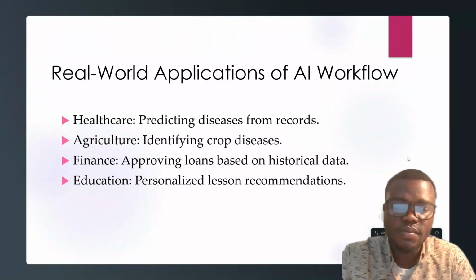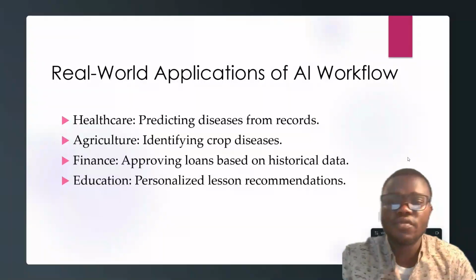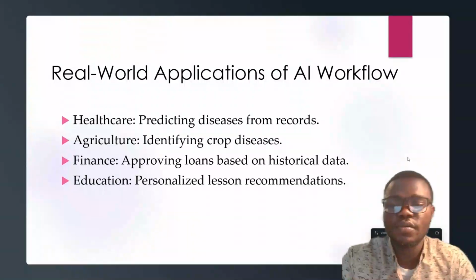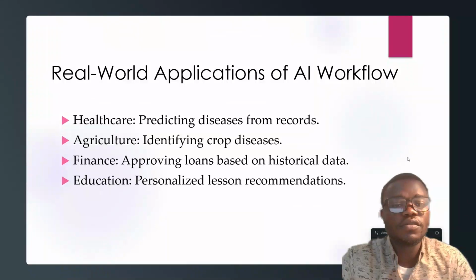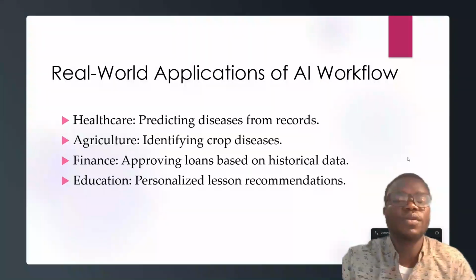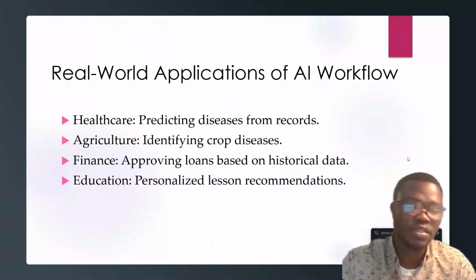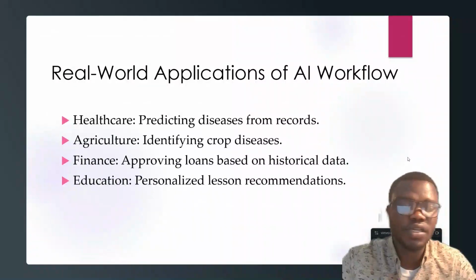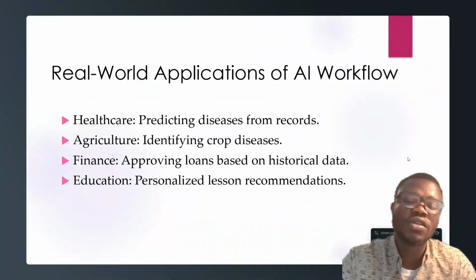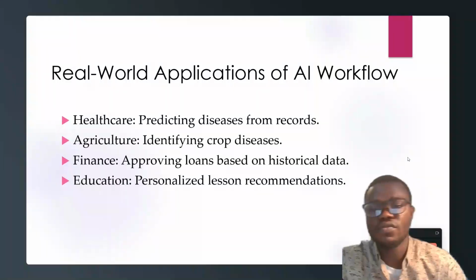AI is currently being applied in these fields: predicting disease from records and patterns, identifying crop disease, which is very important, approving loans based on historical data. You supply the history: is this customer creditworthy? Education, personalized training, and all of that. ChatGPT is doing a great job in that regard, and DeepSeek and the other ones follow suit.